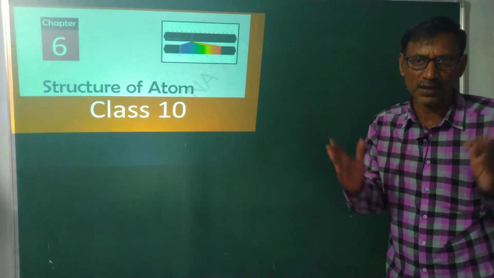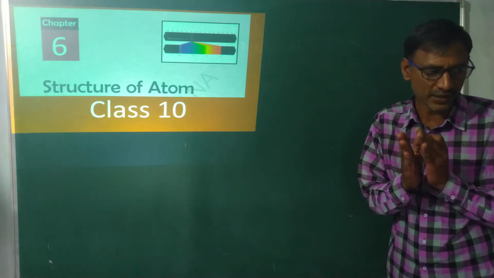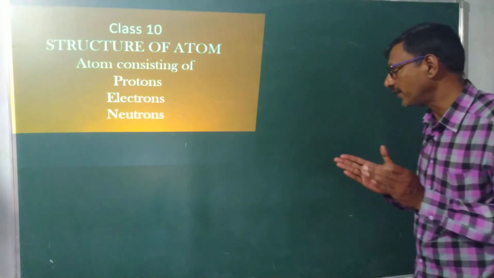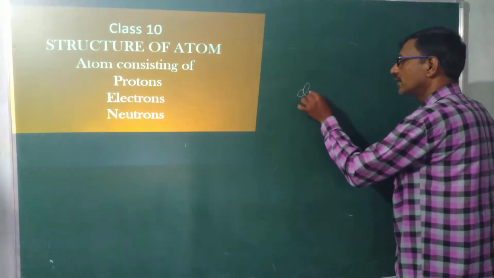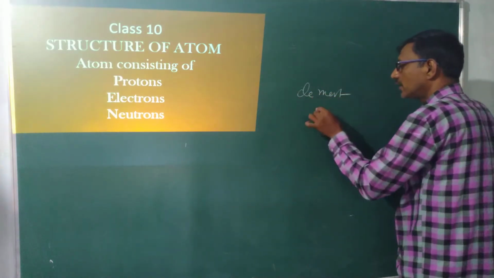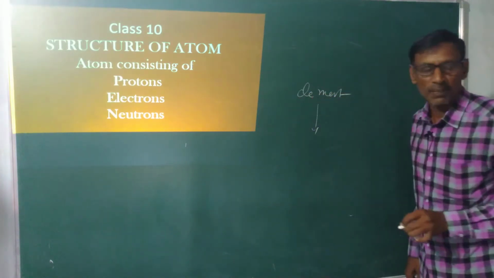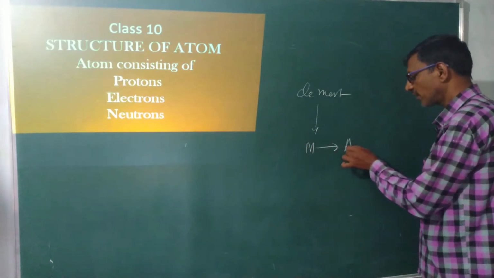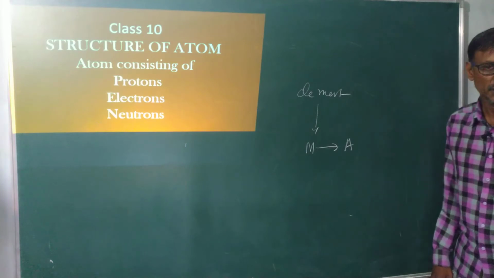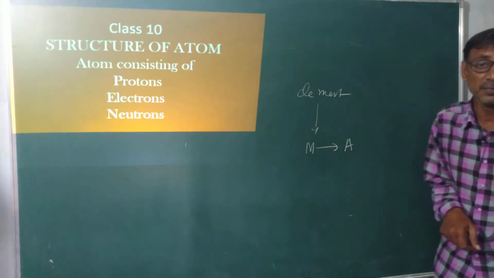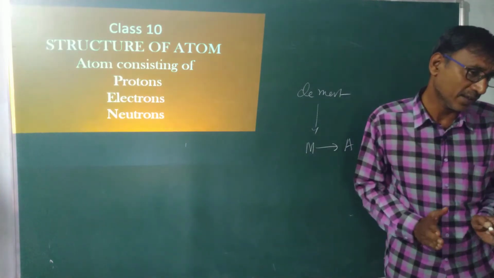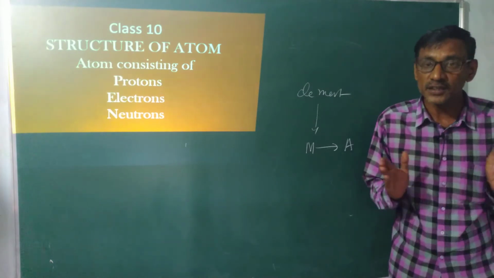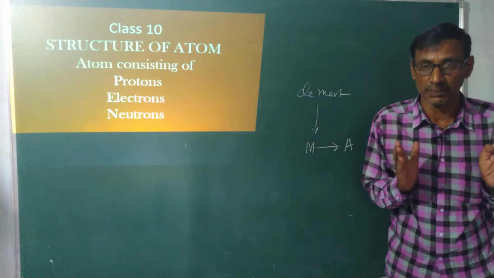An atom is a small particle. It cannot be divided further. Every element consists of molecules, and molecules consist of atoms. But an atom consists of tiny particles called protons, electrons, and neutrons. These are called subatomic particles.